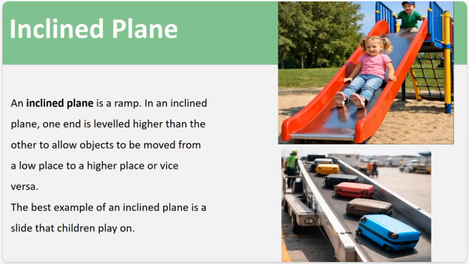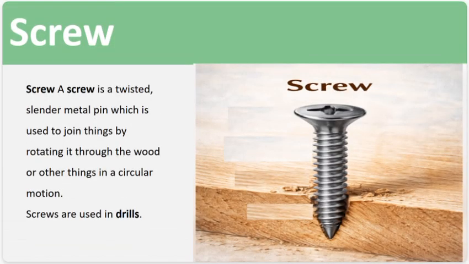An inclined plane is a ramp with one end higher than the other, making it easier to move objects up or down. A slide in a playground is a common example. A screw is a twisted, slender metal pin used to join things by rotating it in a circular motion through wood or other materials. Screws are commonly used in drills.